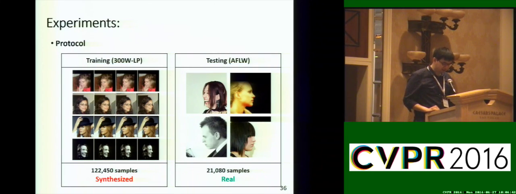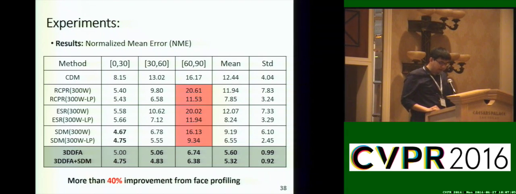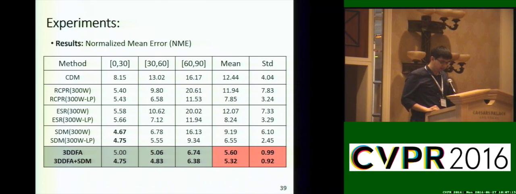We train our cascaded CNN on 300W-LP, which only contains synthesized samples, and test it on AFLW, which contains real-world large pose samples. We compare our approach with currently popular methods, including CDM, RCPR, ESR, and SDM, and report the normalized mean error. We can see that, firstly, all the methods benefit much from the data synthesis, especially in large poses, which demonstrates the fidelity of our face profiling. And secondly, our method reaches state-of-the-art among all the 2D methods, especially beyond the medium poses. The minimum standard deviation also demonstrates the robustness to pose variations.